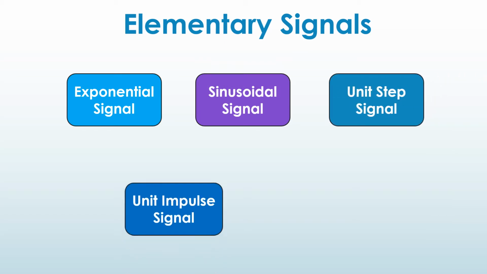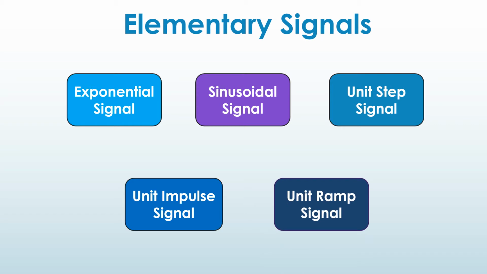First one, exponential signal. Second one, sinusoidal signal. Third one, unit step signal. Then the unit impulse signal and unit ramp signal. Okay, so these are the important elementary signals.